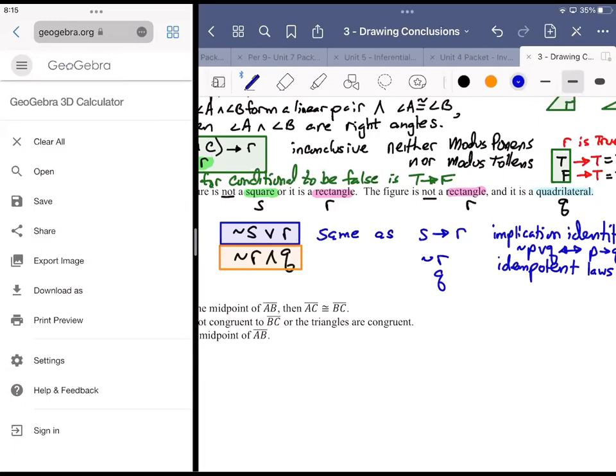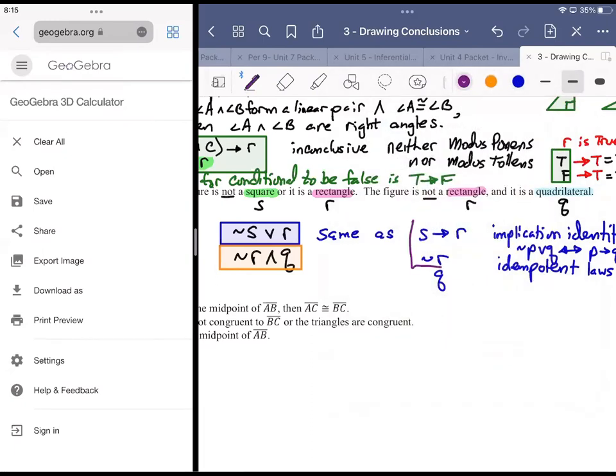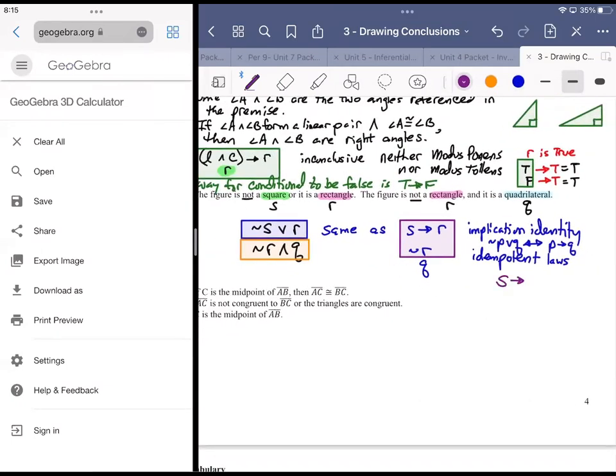So if I look at these two pieces of information, let me get a different color, these two, now I have some modus tollens going on. S implies R, and I have my not R. My conclusion here would be not S by modus tollens. Since S represents that the figure is a square, not S would be that the figure is not a square. All right, so we're able to draw that conclusion.